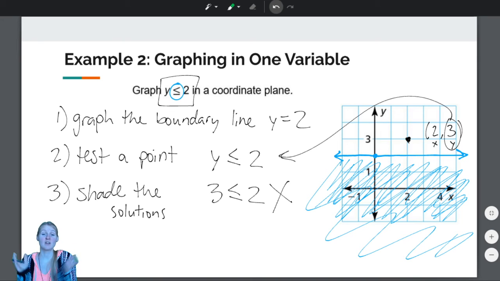Okay, now another way that you could have done this, if you're like, Mrs. Dodge, testing points, ugh, so lame, so yesterday. If you don't like testing points, well, you can also just think y is less than 2. All of the numbers that are smaller than 2 are going to be below the line y equals 2. So that's another way that you could think about it.